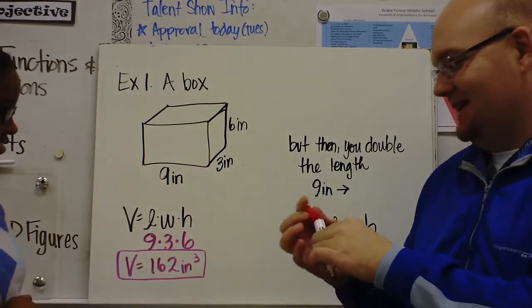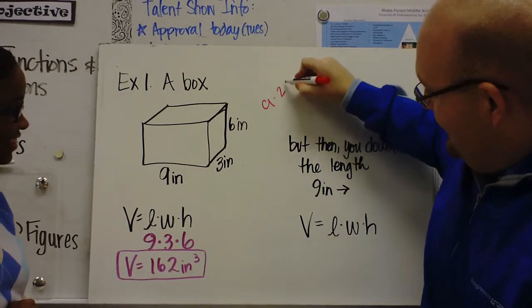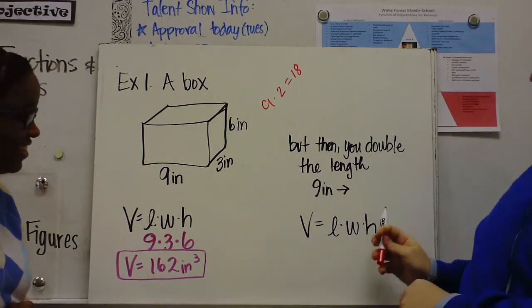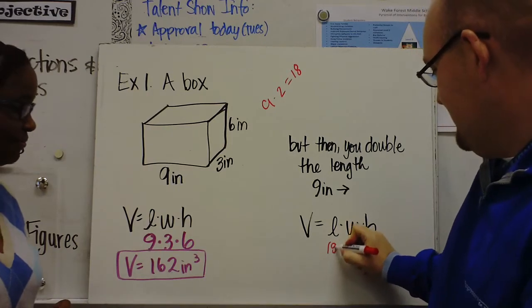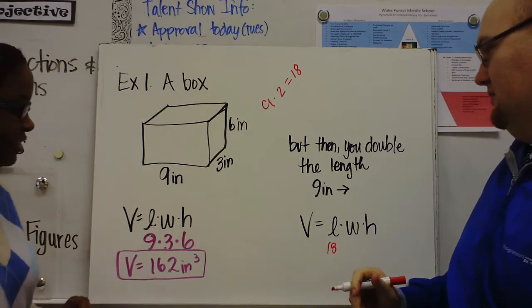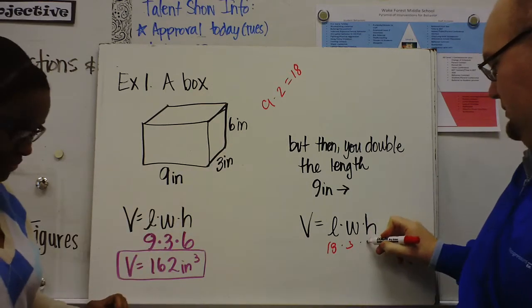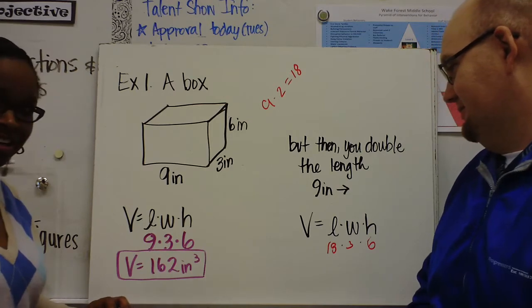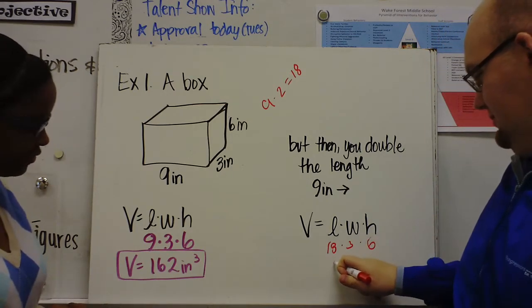Double the length, this is 9. 9 times 2 equals 18. Plug 18 into your length. And your width is still 3, so times 3. And your height is still 6. Very good. So we're going to use our handy dandy calculator here. And the volume would be 324.